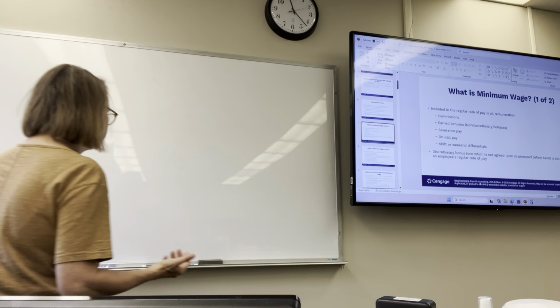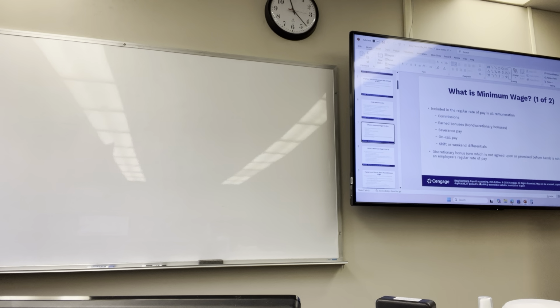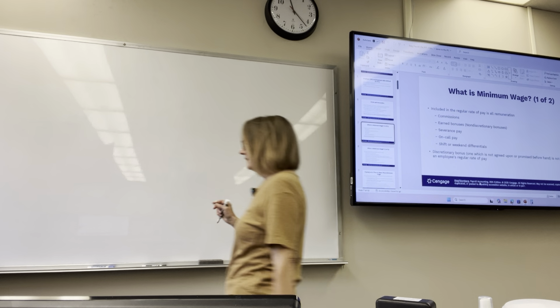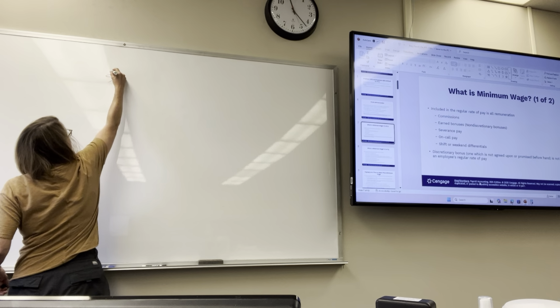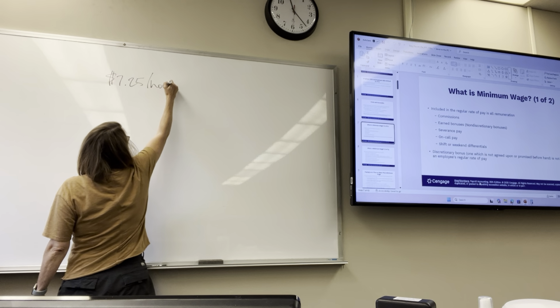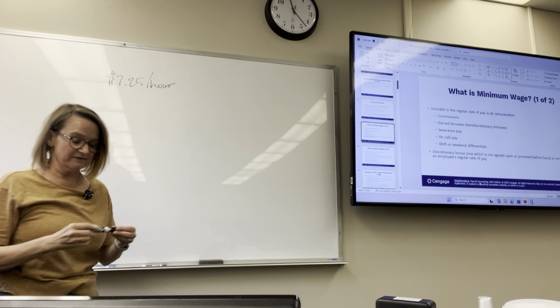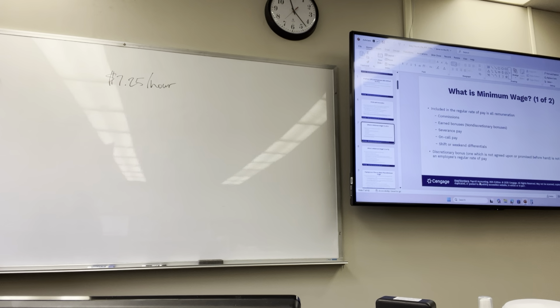So what exactly is minimum wage? Most of us know minimum wage as the minimum amount that an individual has to be paid on an hourly basis per the law. At the federal level, we have a minimum wage of $7.25 an hour. It's been that way since 2009, when that was passed.